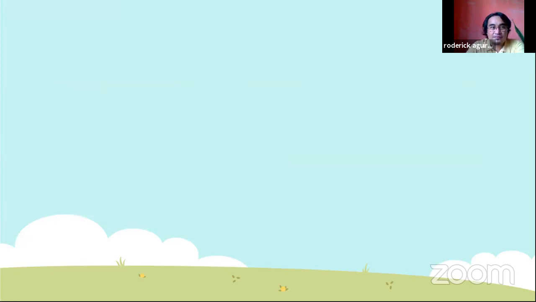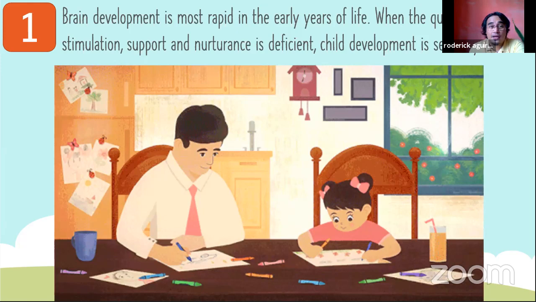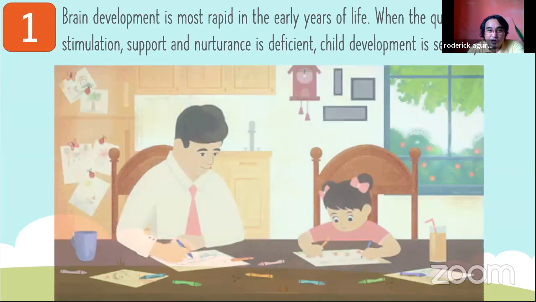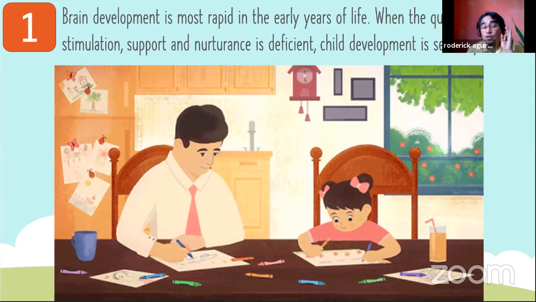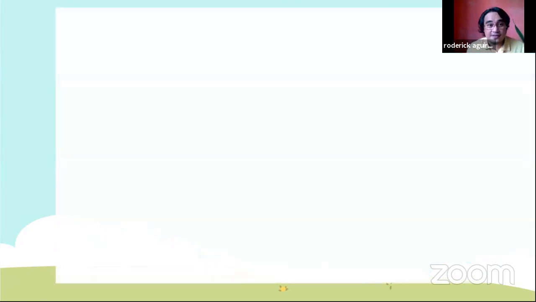Okay. Simple. So, number 1, just 4 importance of early childhood. 1, brain development. Brain development is most rapid in the early years of life. If the quality of stimulation, support, and nurturance is deficient, child development is seriously affected. Therefore, in the early years, since it is the critical stage for brain development, it is very important, of course, to provide our kids with nutrition, experiences, and adult supervision. We need to provide these things to our children so that they maximize their utmost potential in their brain development at these early years. Okay? So that's one of the many important things.